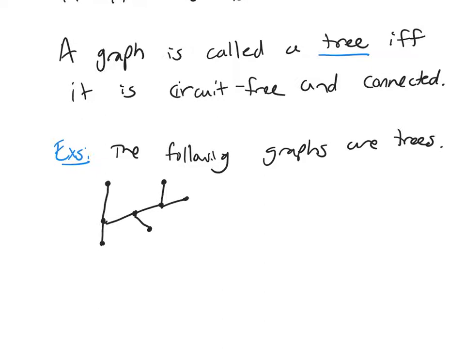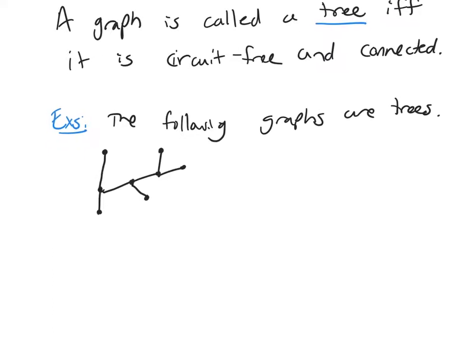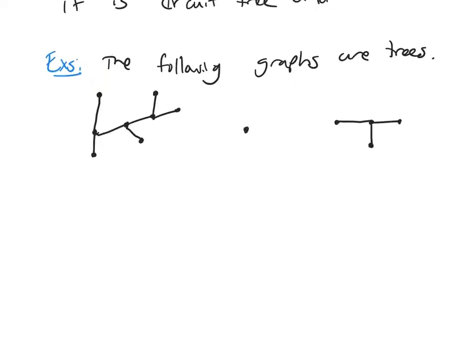That graph is connected and it contains no circuits. Also, just a single point, that graph would be a tree. It doesn't have any circuits and it's connected. And then finally, this graph, again, is connected and has no circuits. So all three of these are trees. And let me give you some examples that are not trees.